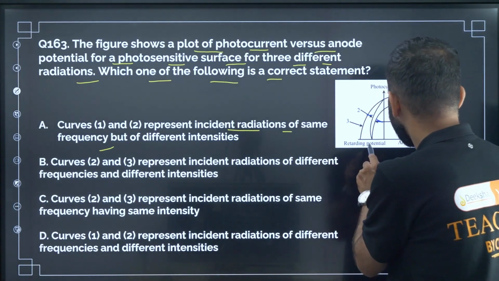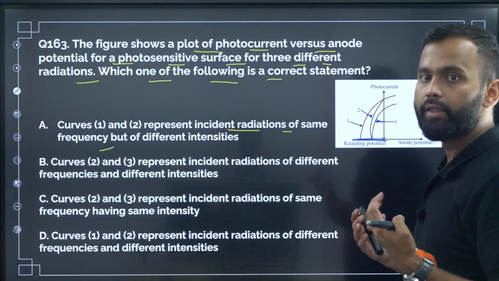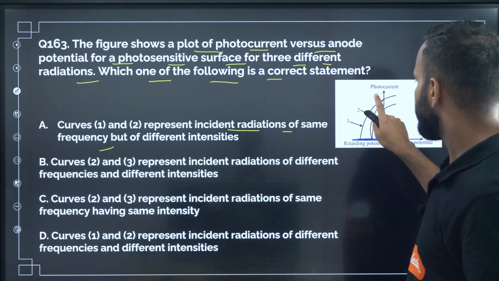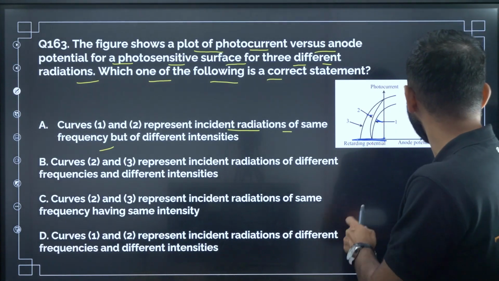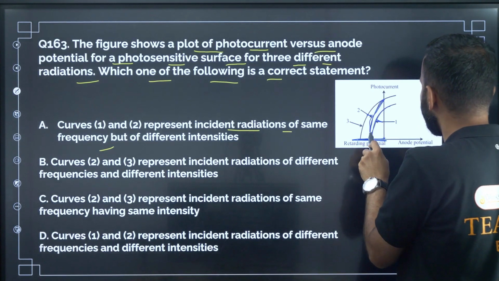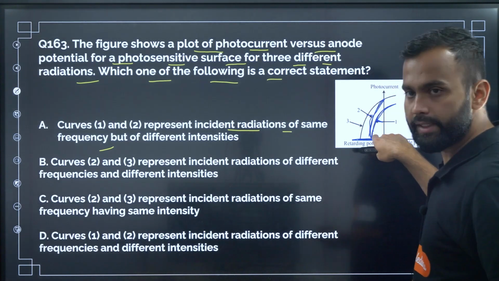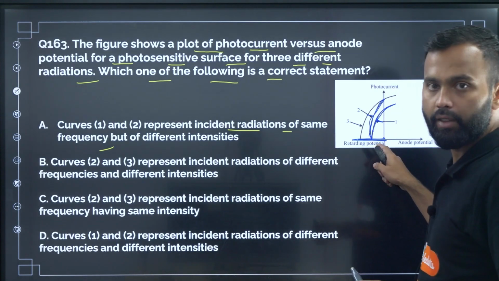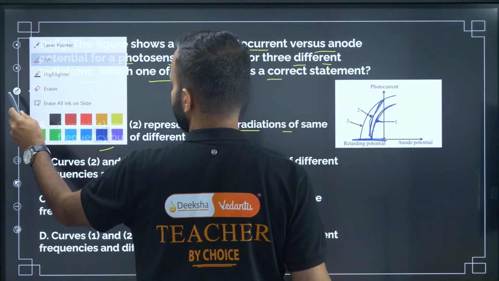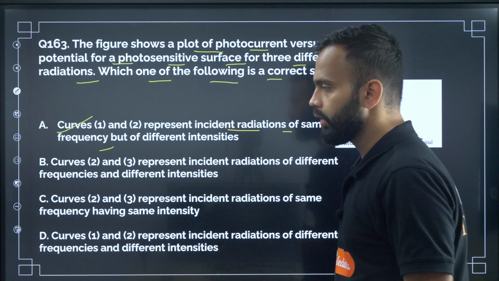Here this is the retarding potential, right? Retarding potential depends on the frequency. So these two represent the same frequency, but different intensities. Photocurrent depends on the intensity. Here photocurrent is different, but these two curves meet at the same point, that is the retarding potential. That is the frequency is same, intensity is different. So option A is correct. Let's check B, C, D also.